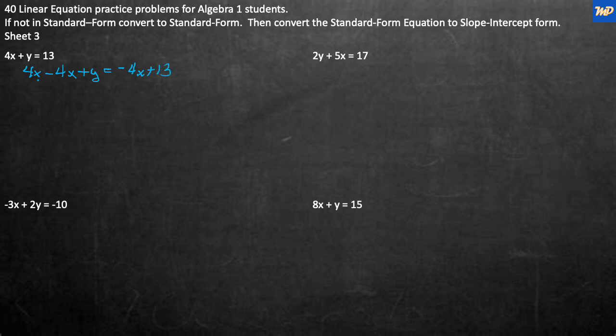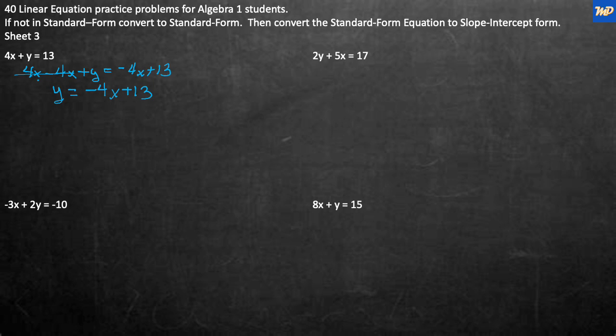So when we cancel these x's out, we're going to get y equals minus 4x plus 13, and we're done. Our y is already singular, so we're done. This is the solution.